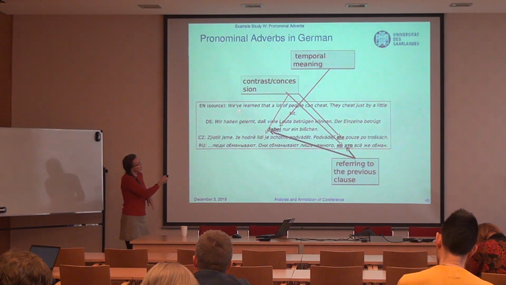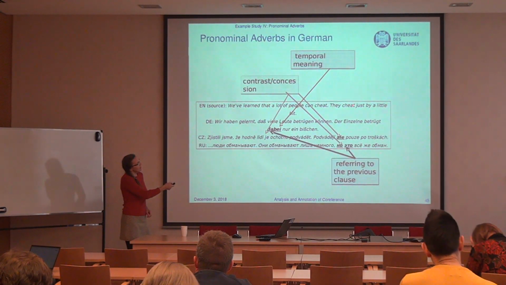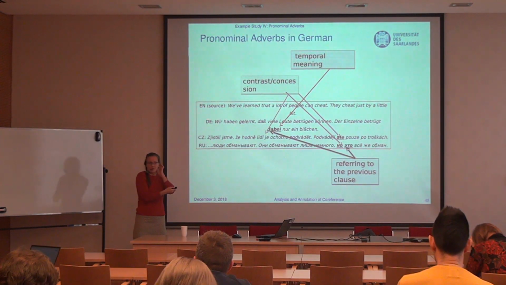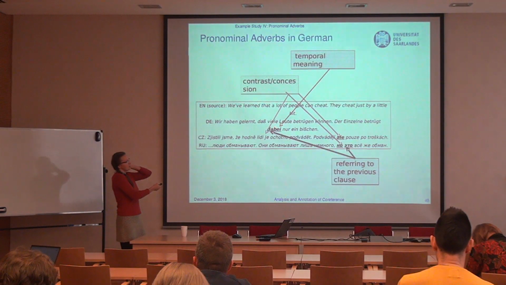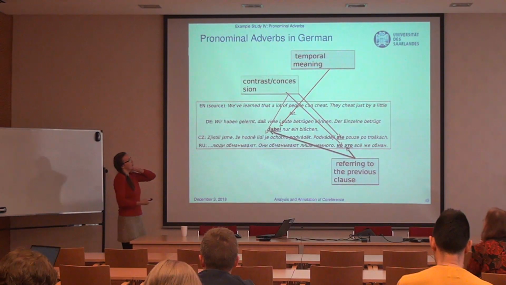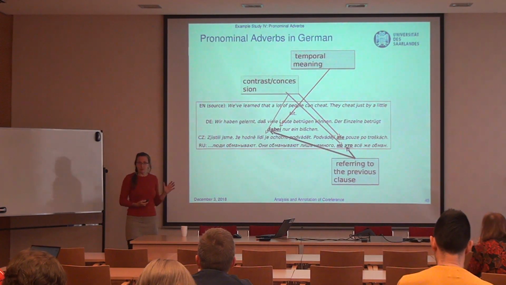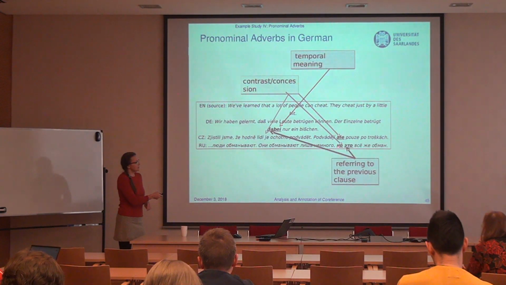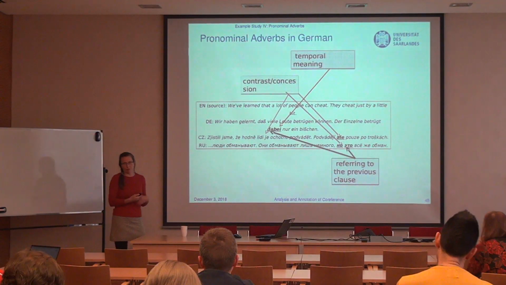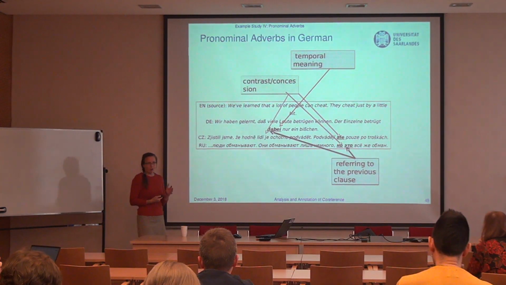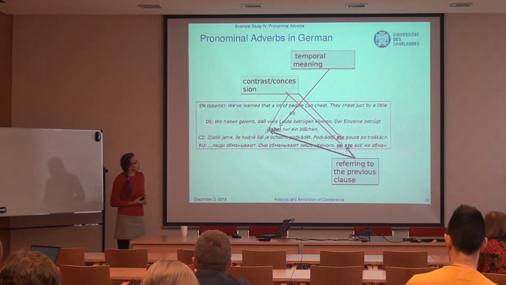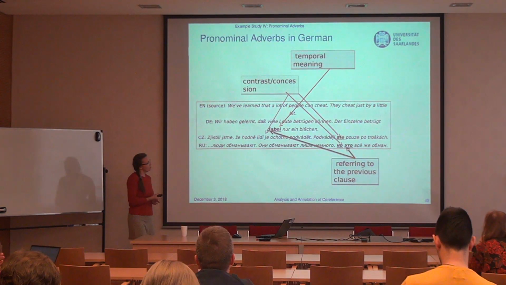So in the source sentence, we've learned that a lot of people can cheat. They cheat just by a little bit. You don't have any linking element between these 2 sentences. In the German sentence, you have dabei. In the Czech sentence, you have a connector with this contrast, concession function. And in the Russian translation, you have a connector and then also a referring expression. So depending on how translators interpret the source sentence, they add some elements.